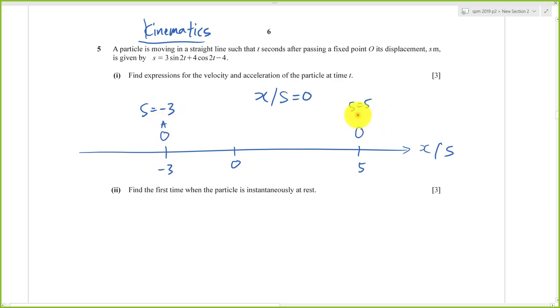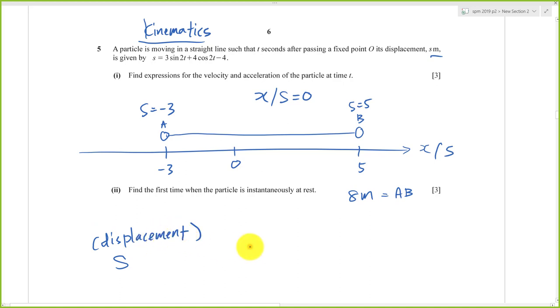This is particle A and particle B. If you ask me, what is the distance between particle A and B? In this case it is in meters, so it will just be 8 meters. This is the distance of AB. First thing is, you have three terms here. You have S, standing for displacement. Displacement, you can imagine is sort of the location. Where is the location or where is the displacement of the particle?